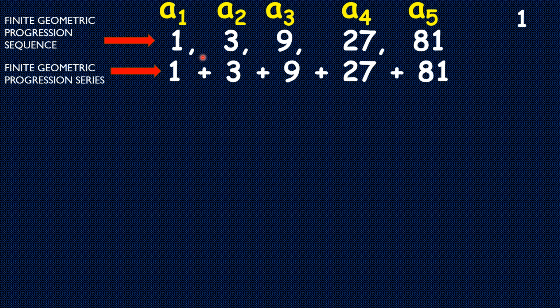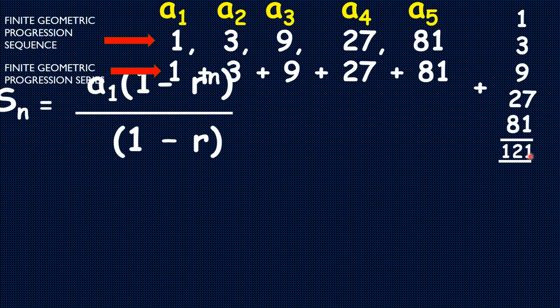Now let's see whether we can add these geometric progression terms. So we have 1 plus 3 plus 9 plus 27 plus 81. If we use our calculator, we have 121. But these are 5 terms. It's easy to add them. What about if there were 100 or 200 terms? How would we add them in a more simplified manner? And that's the reason why we were able to come up with the sum of n terms.